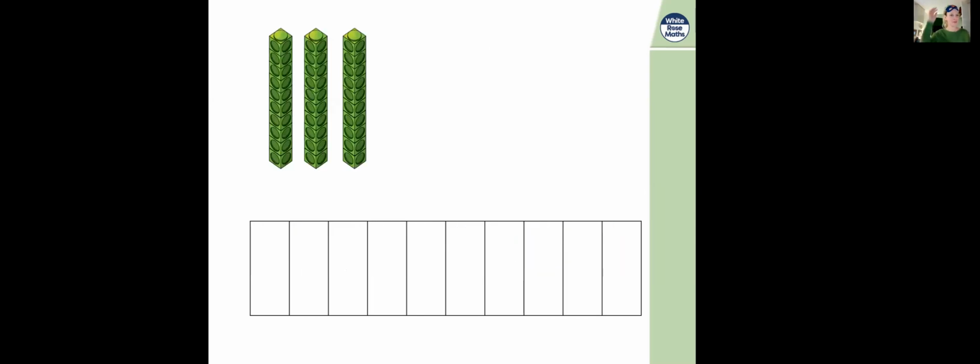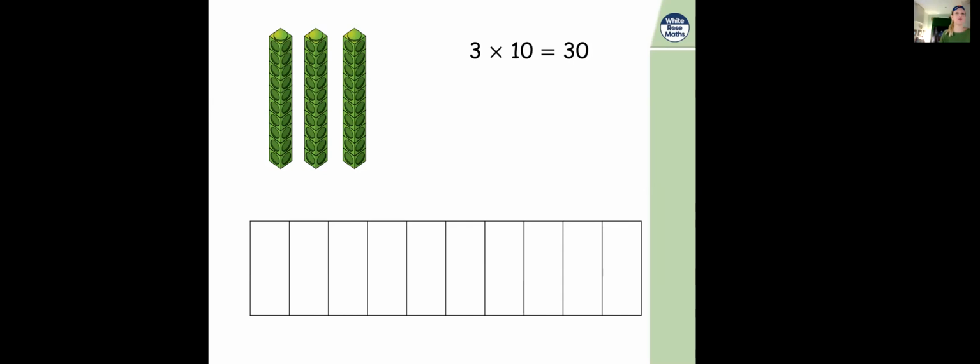Let's look at another example. See if we can see any other similarities or any other patterns. Oh my goodness, there's 3 sticks of cubes now. How many cubes altogether then? 10, add 10, add 10. 10, 20, 30. 3 times 10 is 30.